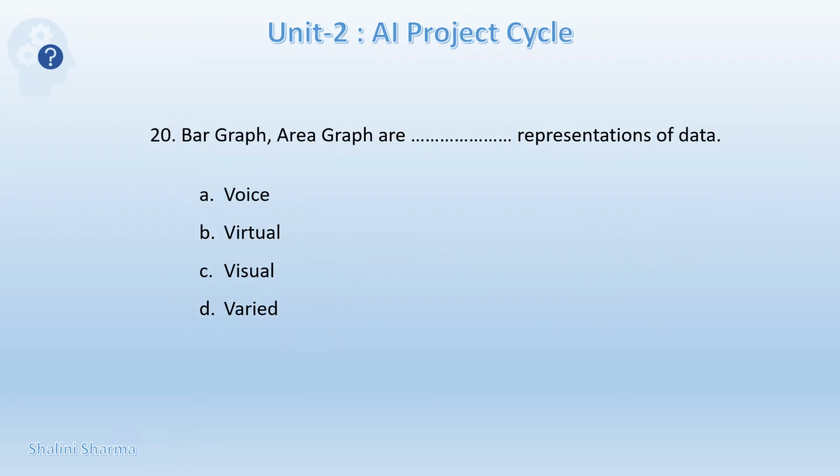Bar graph, area graph are dash representations of data. The options are A. Voice, B. Virtual, C. Visual, D. Varied. Quite a simple question, and the option is C. Bar graph, area graph are visual representations.